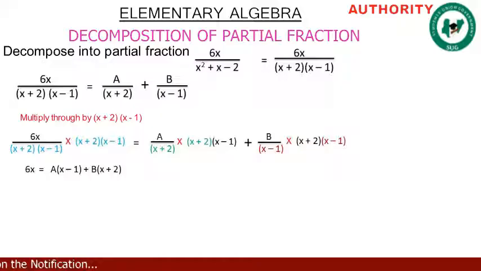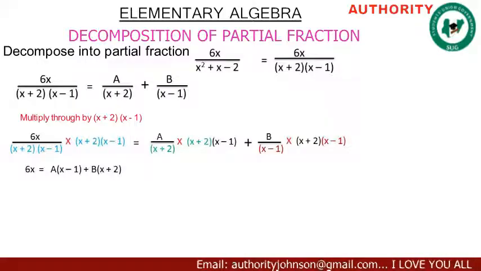Now we have plus. In the other term, x minus 1, we cancel what? x minus 1, so we'll be left with what? b multiplied by x plus 2. So let's go. That means we have 6x is equal to a open bracket x minus 1 plus b open bracket x plus 2 remaining.